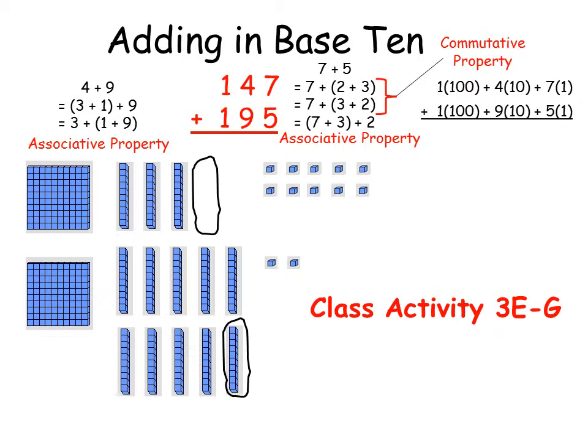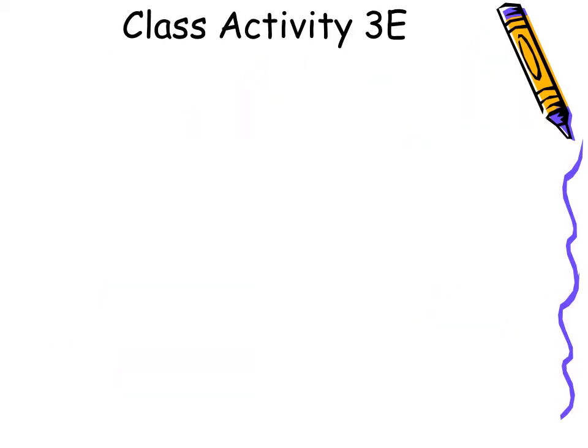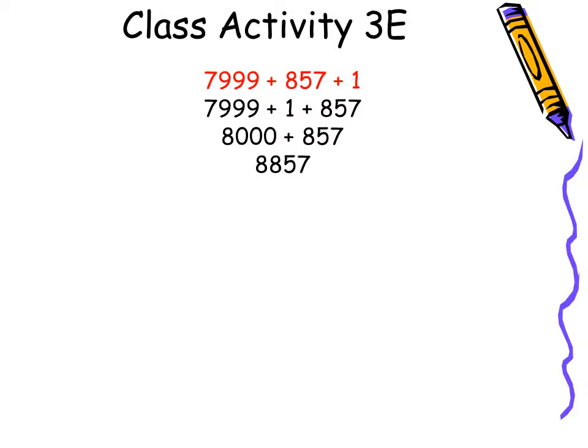I want to quickly review class activity E, and I want to review the properties and how they're being used in each problem. So the first problem, notice 7,999 plus 857 plus 1. Well, I know that 7,999 is a very hard number to work with. However, if I was to just add a 1, it will be an easy number. So I'm going to use my commutative property to move 857 plus 1. Instead of adding that 1 with the 857, I'm going to move it and add it with the 7,999 for my 8,000, easy number. Then it's easy just to add from there.